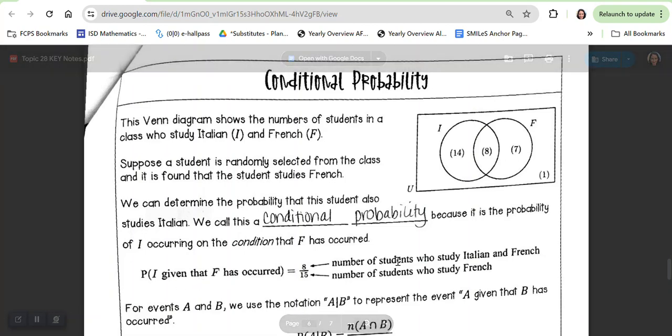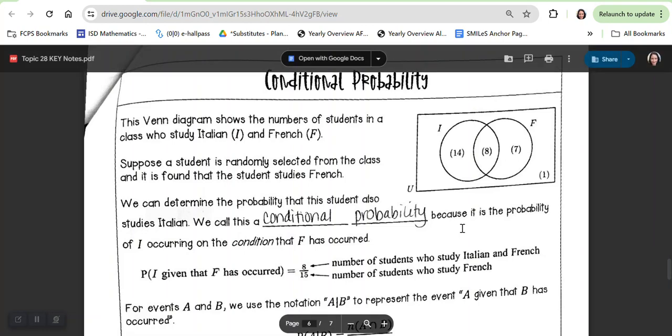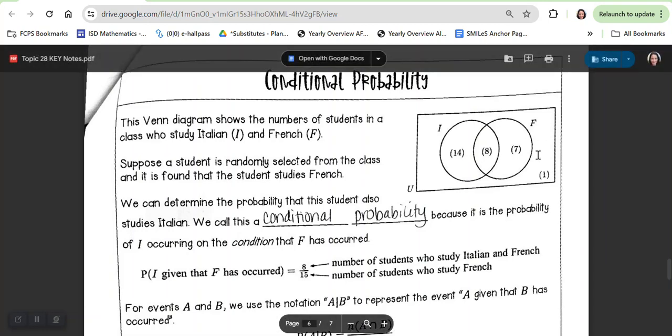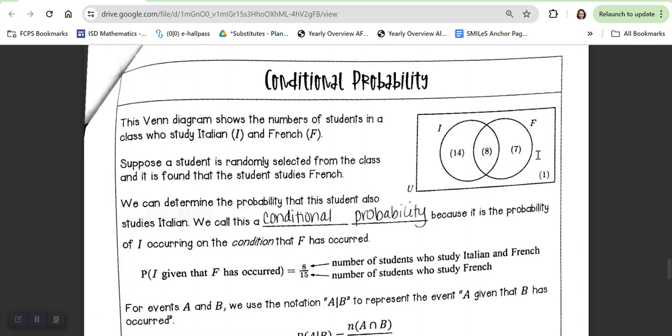What you want to consider is that we already know the student speaks French. So we're not considering all 30 students anymore. We're just considering these 15 students that speak French. So out of these 15 students, the probability that they also speak Italian, we can't consider these because they don't speak French, just these. So 8 students out of those 15 will also speak Italian.